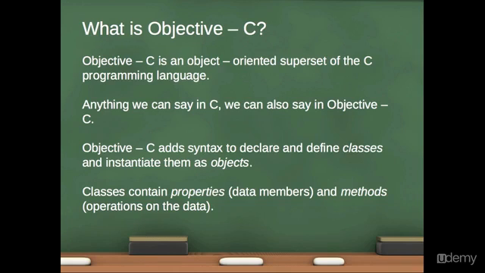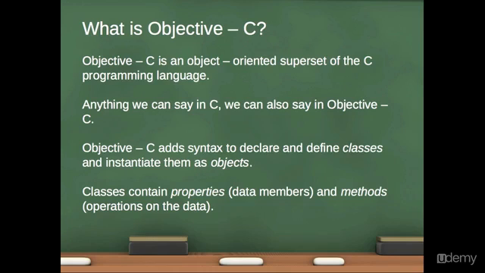Objective-C was written as an object-oriented extension to C in the mid-'80s. Anything we can say in C, because it's a superset, we can also say in Objective-C. So Objective-C has all of the primitive types that C has, including structs and unions and arrays and all that kind of stuff. But it also adds the concept of a class. So it adds syntax to declare and define classes and instantiate them as objects. And again, if you've not programmed in an object-oriented programming language before, we're going to cover that in Unit 1.